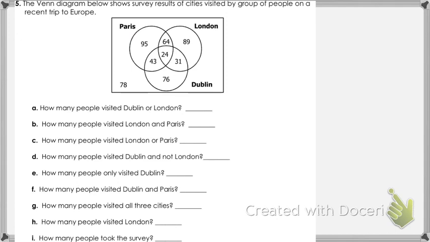How many people visited Dublin or London? So we want the Dublin circle and the London circle and everything inside those because it's or. So if we add up all of those numbers, we get 327.